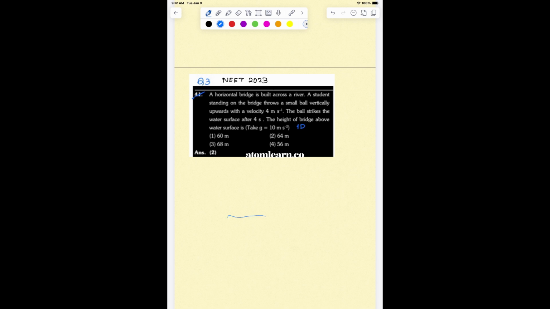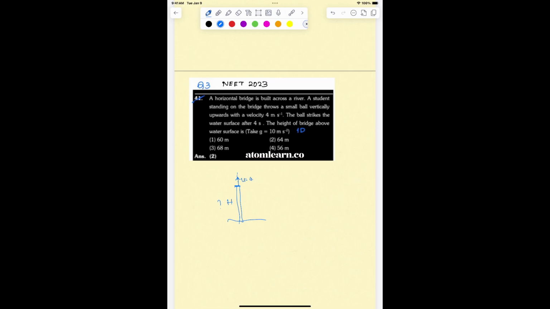Now it's like this. There is water below, and the bridge height, let's call it h, is what we are supposed to find out. From the top of the bridge, a boy is throwing a stone vertically upwards with the initial velocity u given as 4 meters per second. I'm not writing the units because all are SI units. The stone goes up, reaches 0 velocity, then comes back and hits the water below. The total time of travel is given as 4 seconds. Then they are asking what is the height of the bridge.